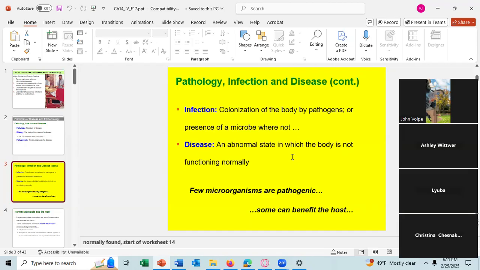A disease is an abnormal state in which the body is not functioning normally. You should come to know that microorganisms can be pathogenic, but only a few of them are pathogenic. Most microorganisms do not cause human disease. And some microorganisms actually can benefit the host, especially the cells of the normal microbiota. Not all of them, but many of the cells of the normal microbiota can benefit the host. Any question about any of that?